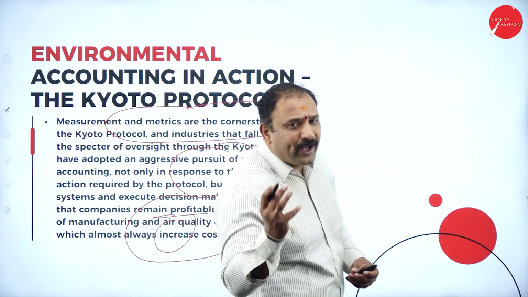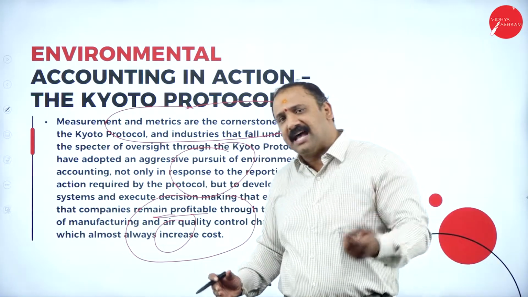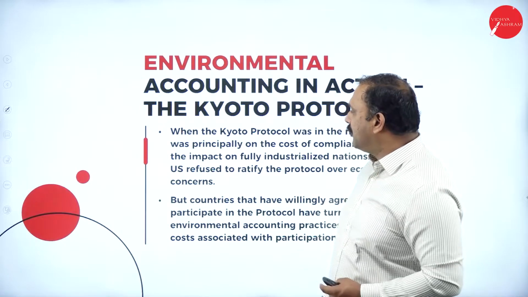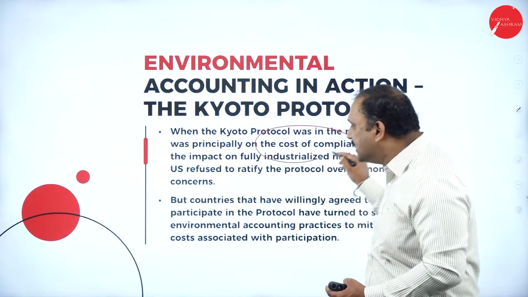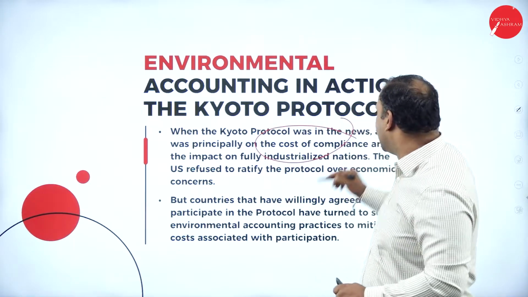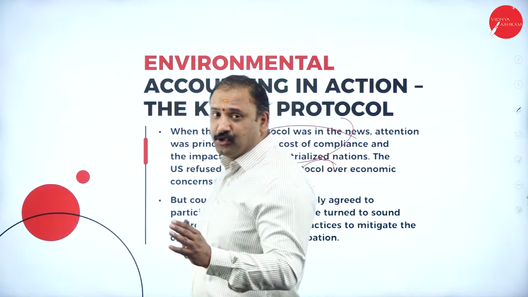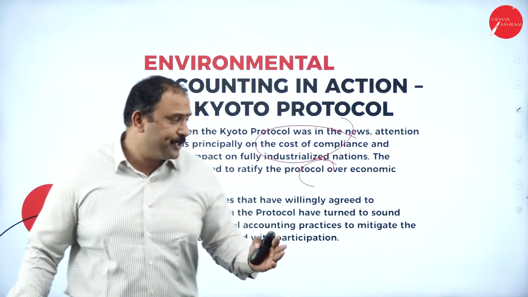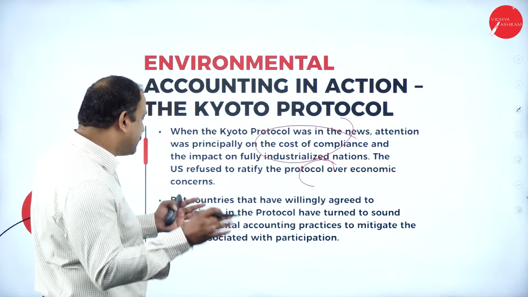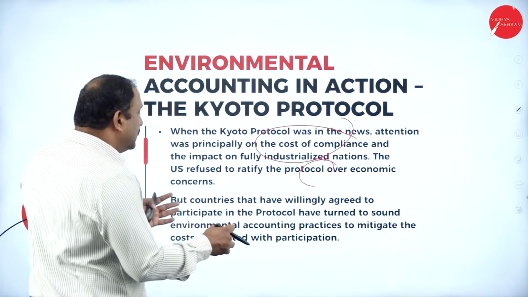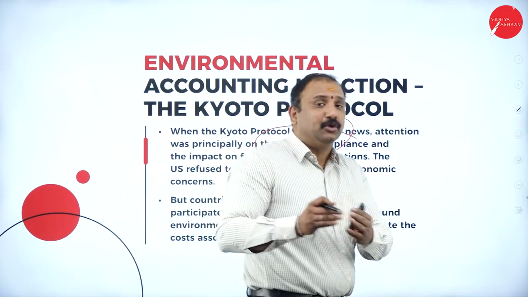So definitely this is a very, very positive step that has been taken up by many nations trying to follow the standards and make it even more sustainable. Followed by the accounting protocol, it was also said that it was principally on the cost of compliance and the impact on a fully industrialized nation. The US refused to ratify the protocol over economic concerns. Why? Because the US, being one of the most advanced nations in terms of economy, felt that ratifying the agreement was going to affect profit. But the countries that were willing to agree to this particular protocol turned out to be sound on environmental practices, and they tried to extend these practices to their neighboring countries.